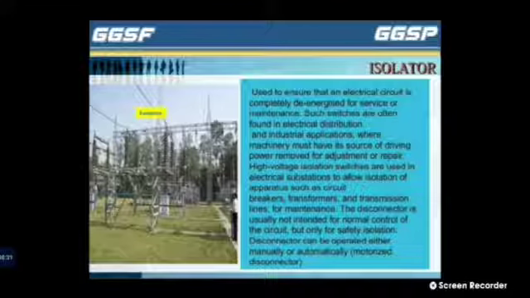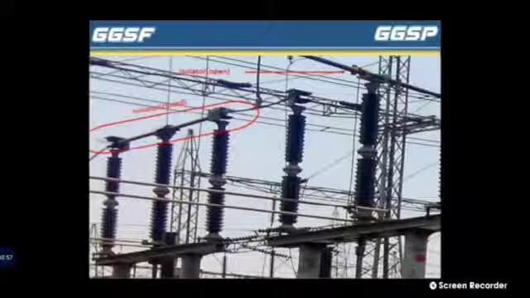High voltage isolation switches are used in electrical substations to allow isolation of apparatus such as circuit breakers, transformers, and transmission lines for maintenance. The disconnector is usually not intended for normal control of the circuit but only for safety isolation. A disconnector can be operated either manually or automatically. In the next slide, how the isolator gets opened or closed is shown in the image.